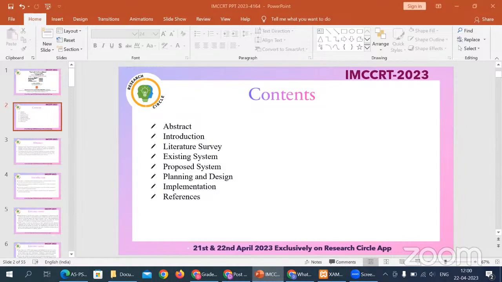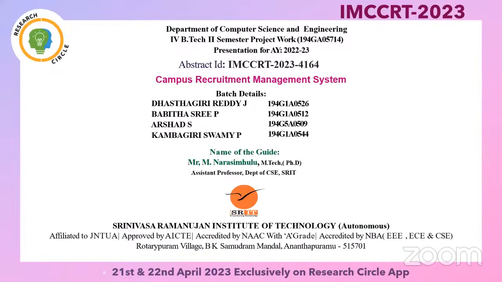I'm Kiran Srinivasan, an Institute of Technology. My project name is Transportation Management System. It is a group project done by 4 students. And here are the details. Dasiri Reddy J, that's me, and Babita Shripi, Arshadesh, and Kambagiri Swami, all are from Srinivasan Institute of Technology, under the guidance of Mr. M. Narasimhuru. He's an assistant professor in the Department of CSE.